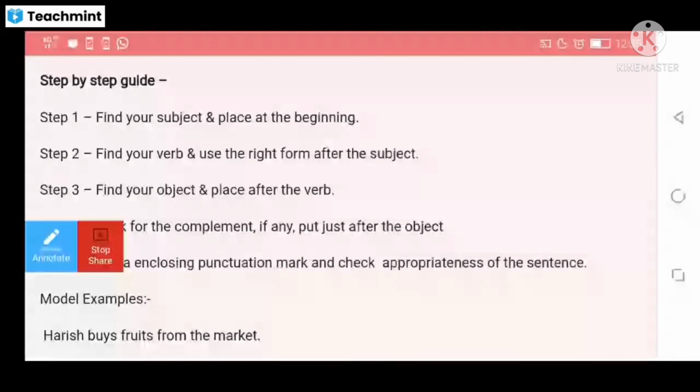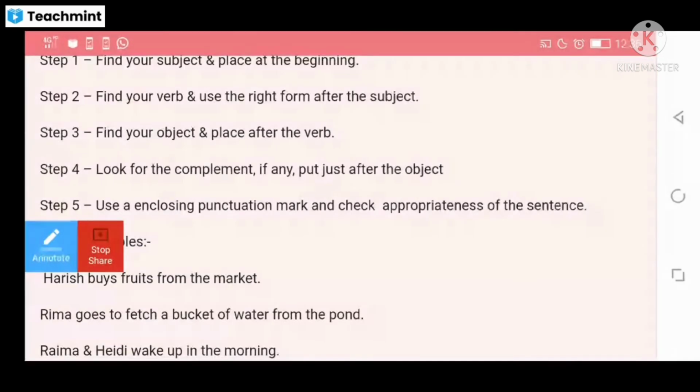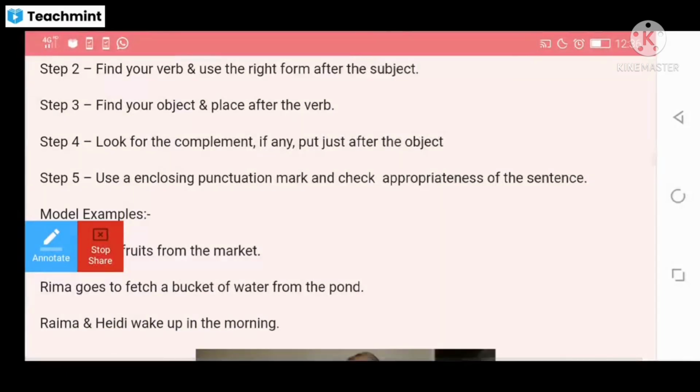More examples are: Harish buys fruits from the market. When I say Harish buys fruits from the market, we use Harish as the subject, buys as V5, fruits as the object, and from the market is a complement. So I hope guys have understood the way that we need to learn.